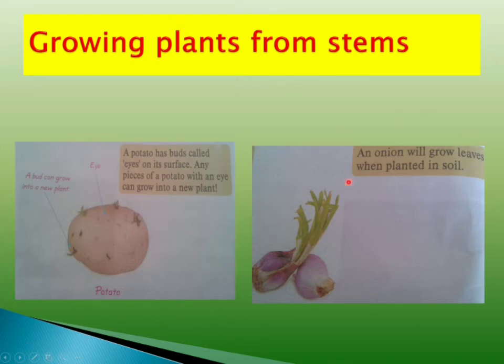Next one, onion leaves. So an onion will grow leaves when planted in soil. So these leaves are used as a vegetable. See, these are the leaves, no? So they are used as a vegetable. They are eaten either raw or cooked. The leaves are often chopped into other dishes in the manner of onions and garlic. So this is the growing plants from stem.